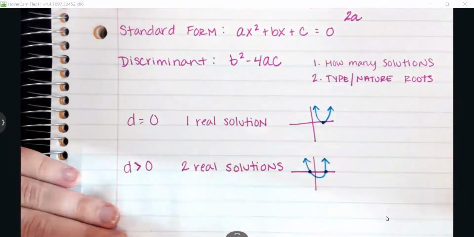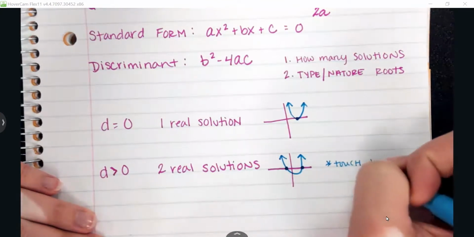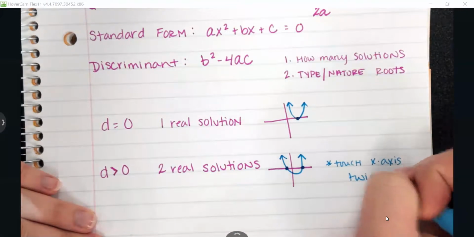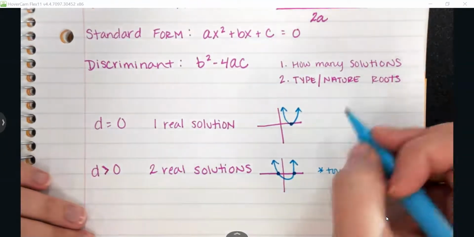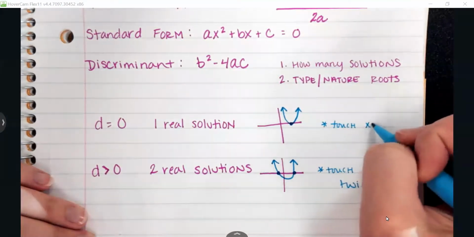If you want to write that down, we can write that down. I forgot you on the first one. Right here, touch x-axis twice. You can write that down to help you. We can go back to the first one and write touch x-axis once if you would like to, so you know what it's doing.